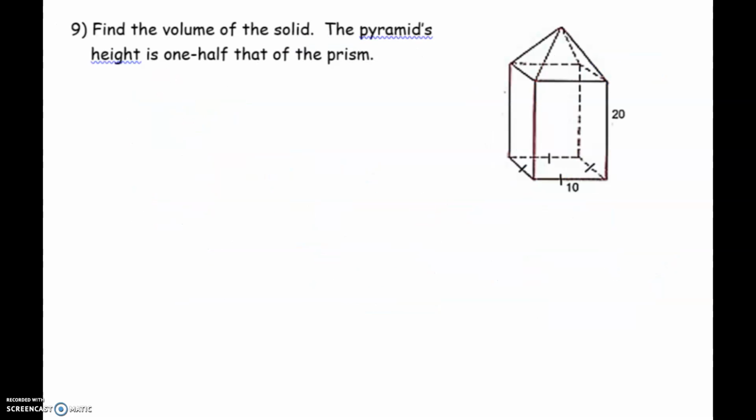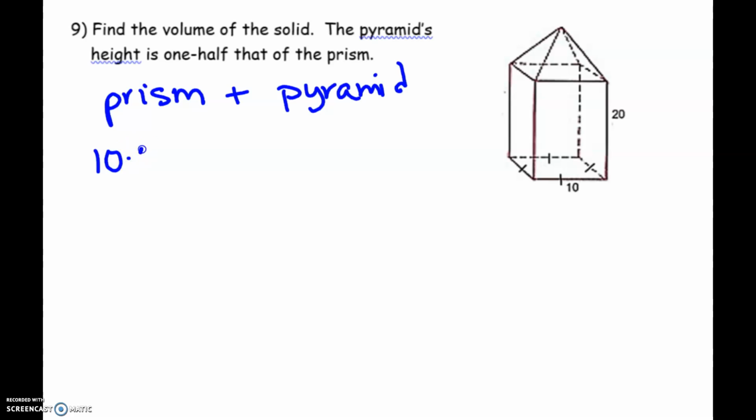On to number 9. We have a composite figure made up of a prism and a pyramid on top of that. We do have a square prism down here, so I'm just going to find the volume of my prism and add to that the volume of my pyramid. So the prism is just going to have a base of 10 by 10, and its height is 20. So that will give us 100 times 20. So we're at 2,000 cubic units for the prism.